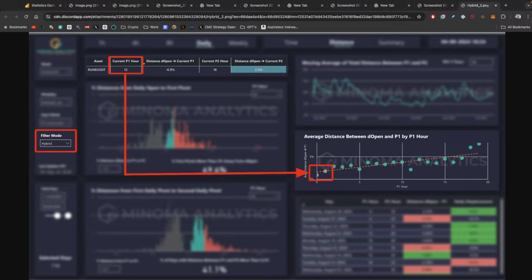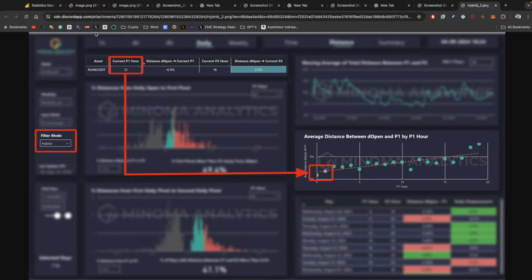By combining these two approaches, hybrid filtering ensures that early pivots, hour 0 and 1, are only considered when they are still relevant. It is important to note that it does not matter if you have P1 or P2 automatic select for this filter mode, because if current P1 is after hour 1, then obviously P2 is also going to be after hour 1. That's the simple fact, because P2 is not going to be before hour 1.